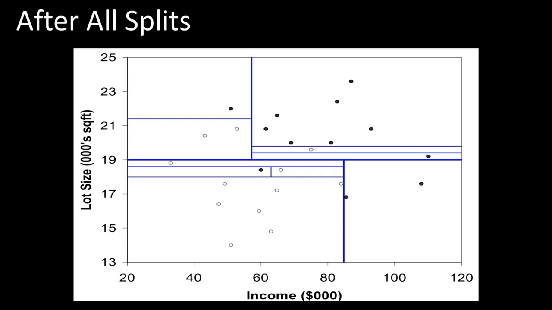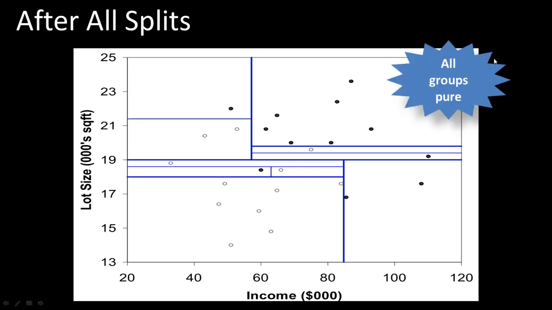Now it's instructive for you to take a look at each of the rectangular regions here. For example, here's a region. Here's another region. Here's a region. Here's a region. Here's a region, and so on. What you notice is that every region is perfect, completely homogeneous, has only owners or only non-owners, never a mix. So in this example, because of the way our data was, it was possible to get a perfect split. So all the groups are pure.